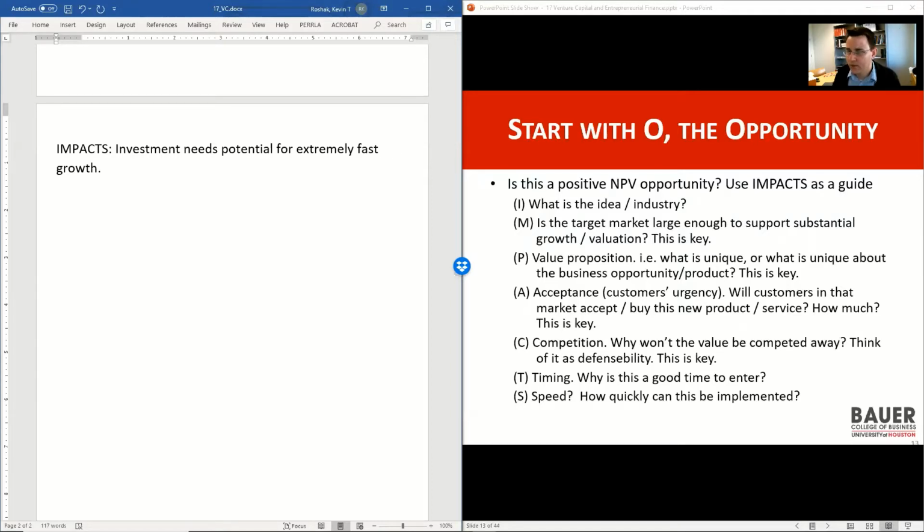How can you get that growth? Well, each of these pieces, the impacts pieces, are a part of that. You need each one of these in order to sustain that type of growth.